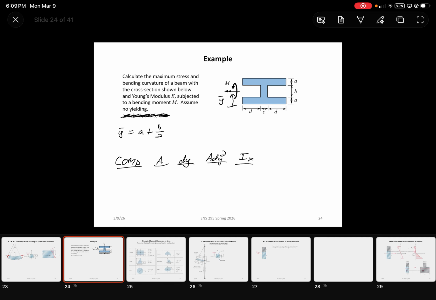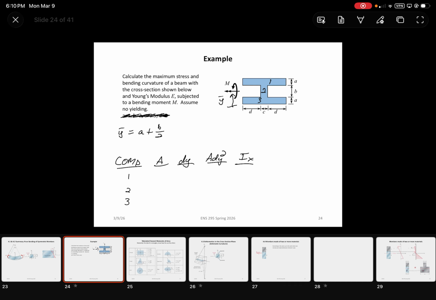Now, there's a few ways that you could have broken this up. You could break it up into a top flange, a web, and then a bottom flange. You could have broken it up as 2 rectangles, one just being a rectangle of 2d plus c times 2a plus b, and then subtracting that negative area that's there. There's several ways you could have really done this. I am going to use 1, 2, and 3: top flange, middle web, bottom flange.